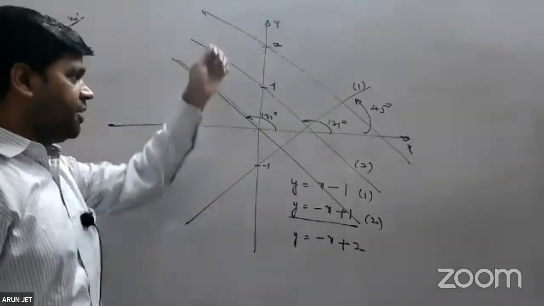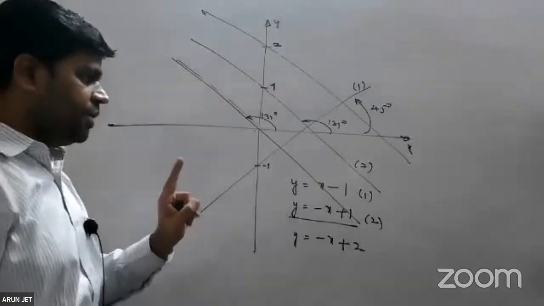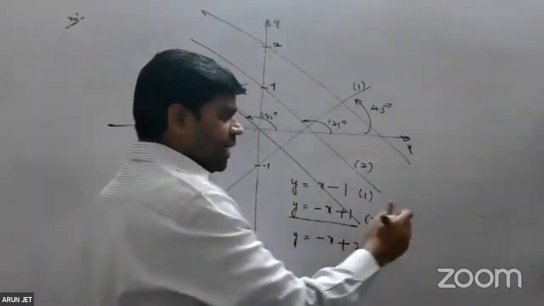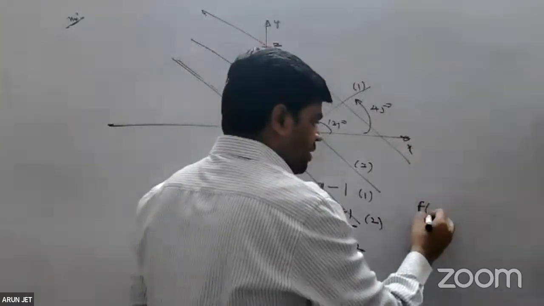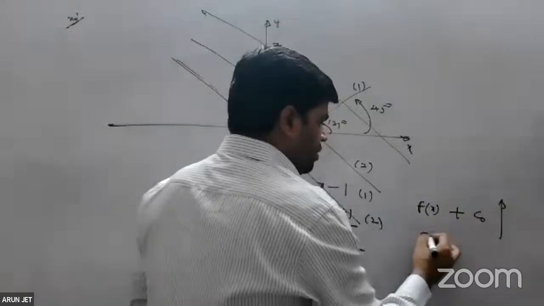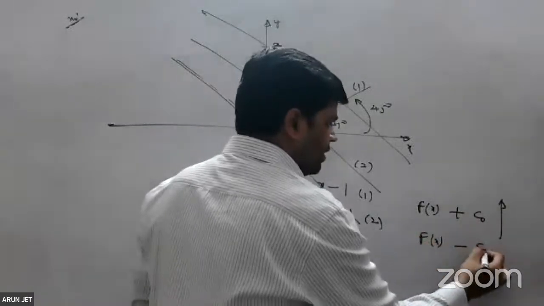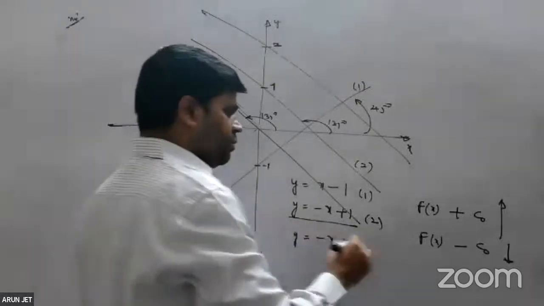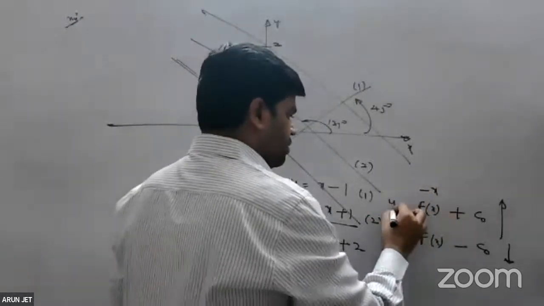I'm pushing it up or putting it down, depending on whether this constant is added to my parent function or not. If it is added, I'm pushing it up. My parent function f of x. If it's subtracted, I'm pulling it down. All right. So my parent function over here is -x.